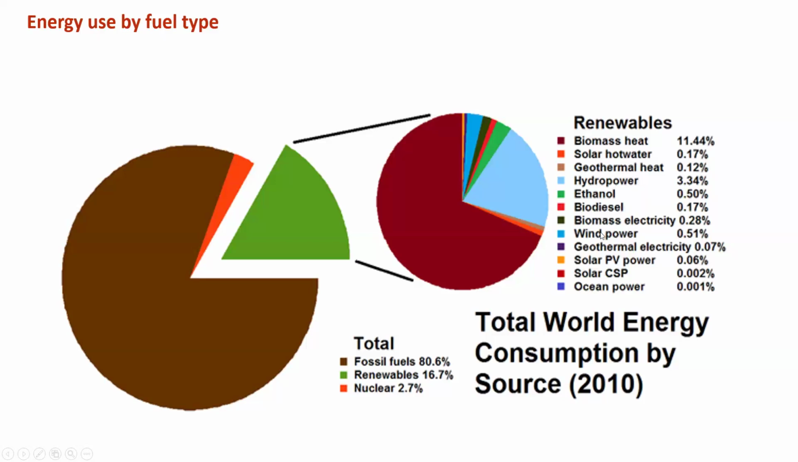And now biomass electricity, 0.28%, wind power, 0.5%, geothermal electricity, 0.07%, solar power, 0.06%, and solar CSP, I think it is related to, I don't remember, I'm sorry for that. I think it is related to probably hot water. No, solar water is up there. But anyway, it is a small percentage of energy that can be derived from solar activity, and then the ocean power is indeed very small. These are listed in decreasing order.